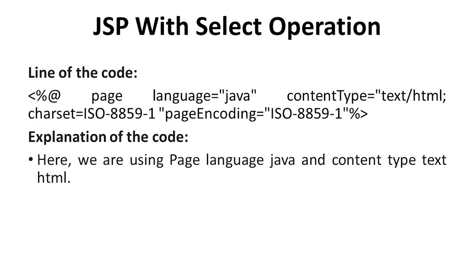In next line of the code, we use <%@ page language="java" contentType="text/html; charset=ISO-8859-1" pageEncoding="ISO-8859-1" %>. So here we are using page language Java and content type text HTML.